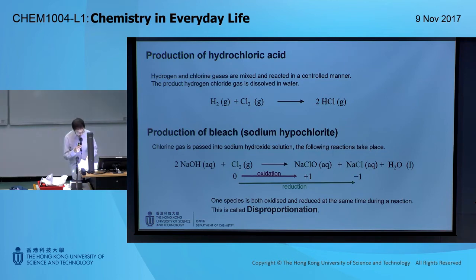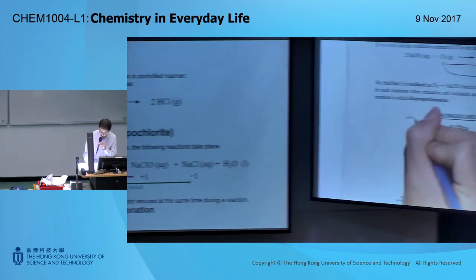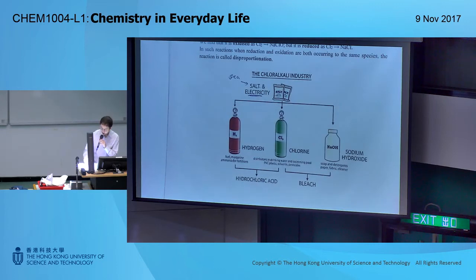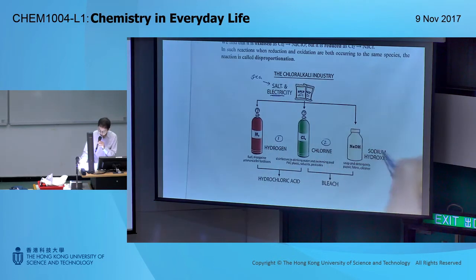Now we have seen how the chloroalkali industry is very important. This industry takes only salt water, from the sea, and then you just need electricity, and you produce 5 very important raw materials. 1, 2, 3, 4, 5, and now you know how all these are produced.